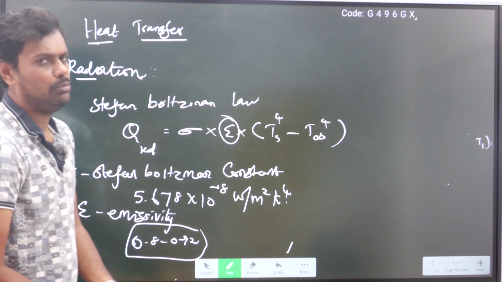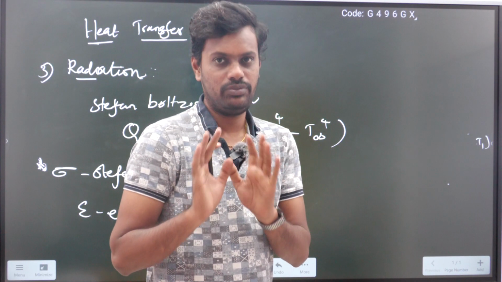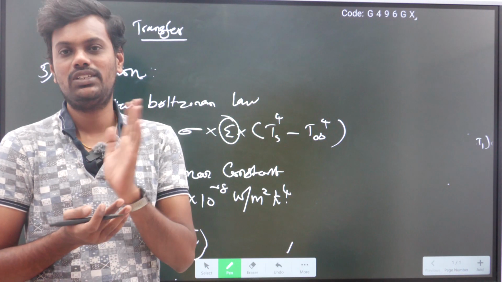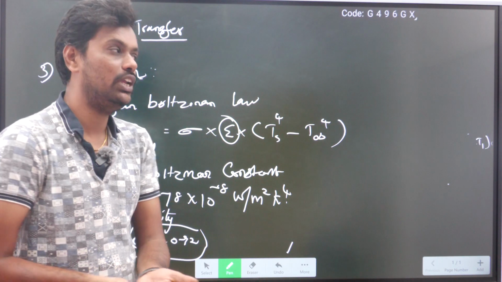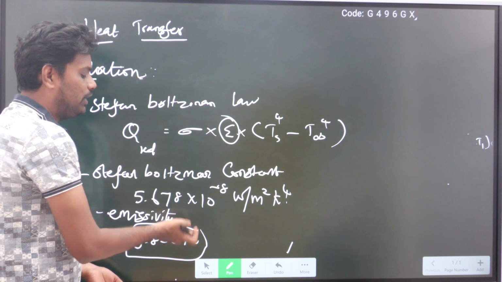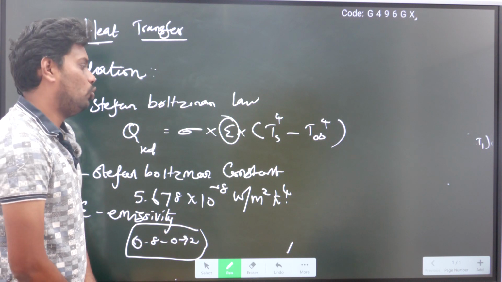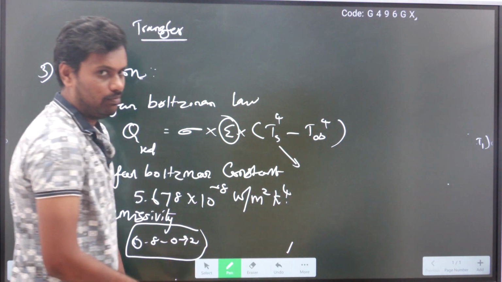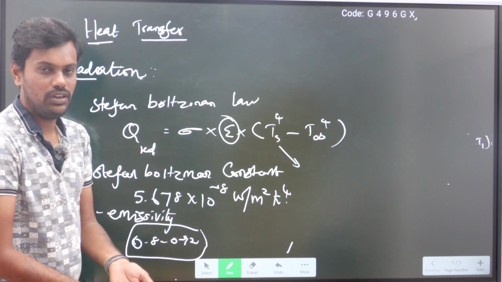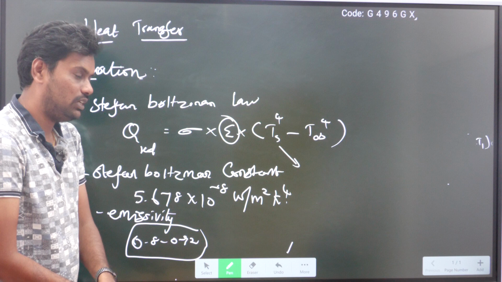For high emission, the body should have some roughness. Due to roughness only it will emit some amount of radiation, which should be in the range of 0.8 to 0.92. And this Ts is nothing but the surface temperature of the body, meaning whatever body we are considering, its surface temperature is Ts.